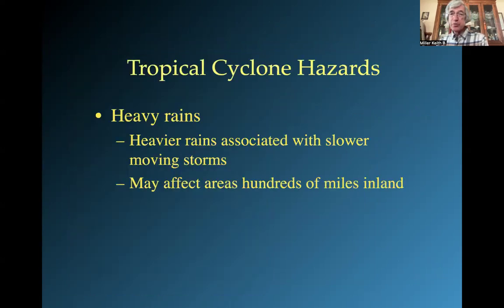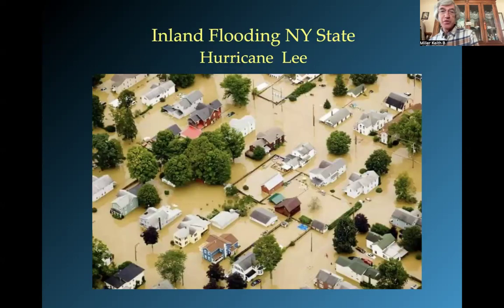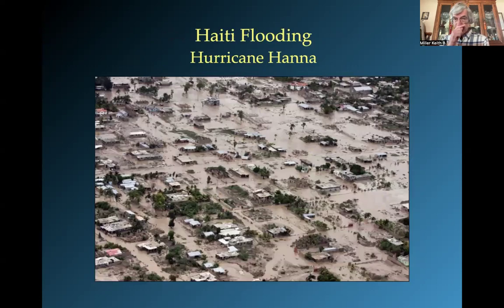So tropical storm hazards include heavy rains, heavier rains associated with slower moving storms. And they can affect areas hundreds of miles inland. This is an example from a number of years back in New York State from Hurricane Lee, well inland, but again, very intense rainfalls. Same with Hurricane Hannah. Well, in this case, not inland, but really intense storms in an island setting, a Pacific Island.